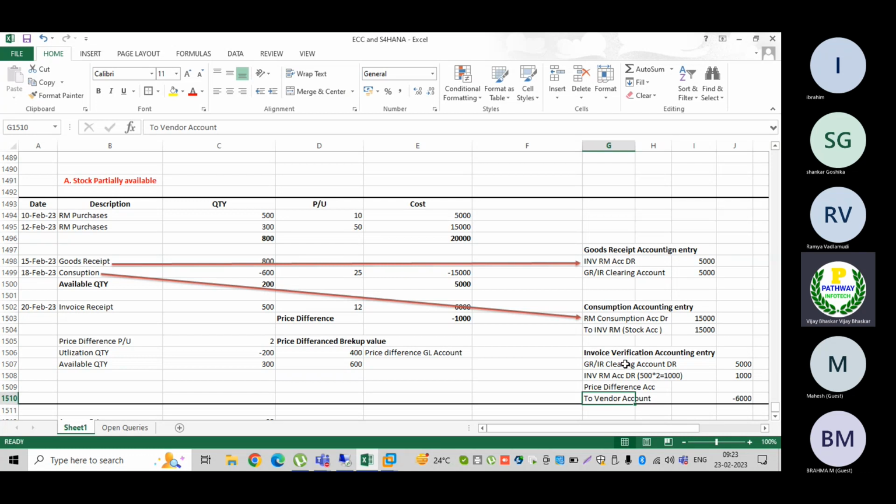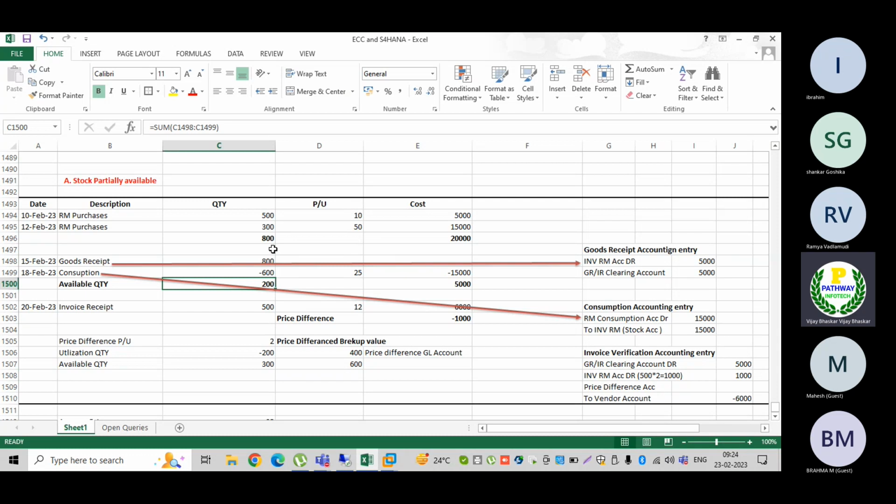Now what will happen here? GRIR clearing account 5,000 rupees. Then inventory raw material, which I am going to charge here is 1,000, 20. So how much quantity am I having? Still 200 quantity is with me. So the available quantity is 200 kgs with me, for this 200 kgs.